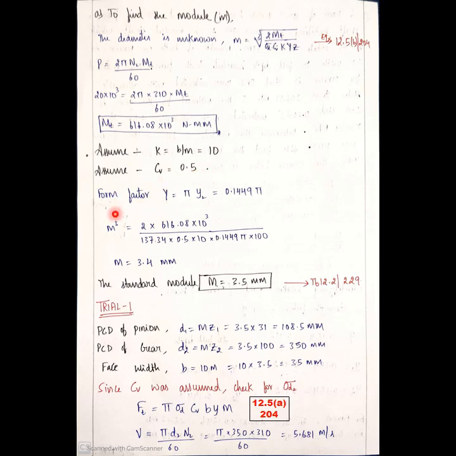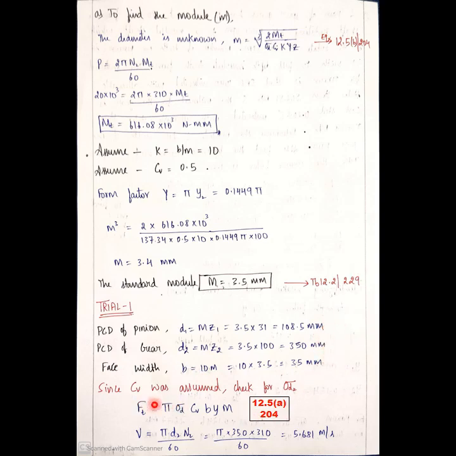Okay guys, now the form factor is pi into Y2. Y2 is for the gear, so multiply with pi and you will get the form factor. Substitute the values here and you will get M. Now M is equal to 3.4. If you check in the table, that is 229, the next nearest value is 3.5 mm module. Once you get the module, you can calculate the pitch circle diameter of the pinion, that is M into Z1, and M into Z2 for the gear. Face width is 10 into M, that is module. Okay, these three values are clear.